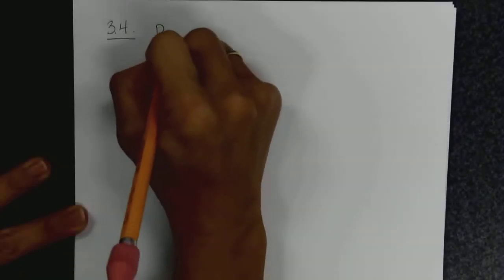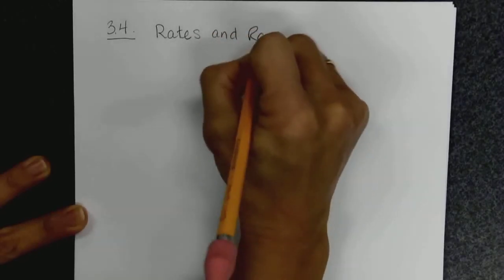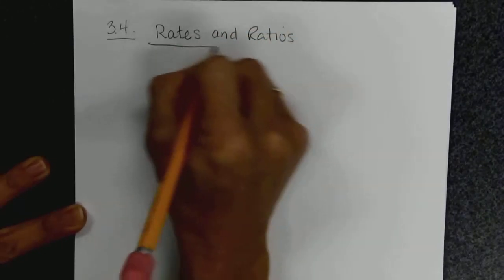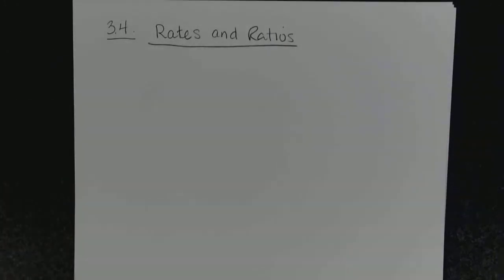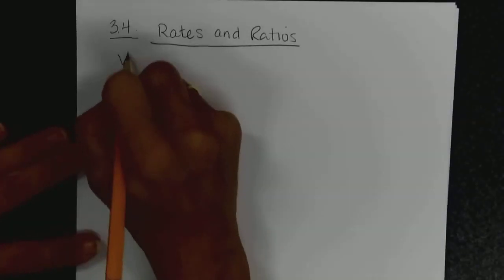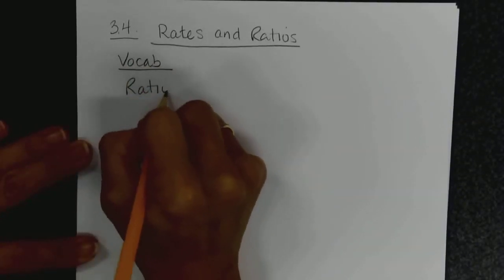So this section is about rates and ratios. I'm going to go over the vocab first, and then we're going to do examples. So can somebody tell me, you're going to put this under vocab, what is a ratio?